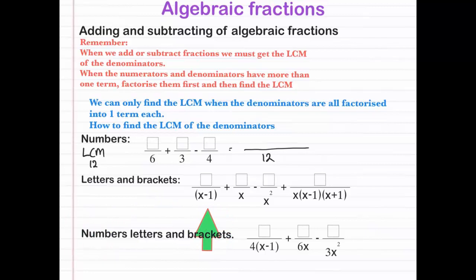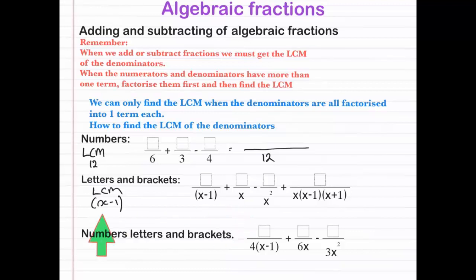So let me see. We're going to write down the lowest common multiple of these x's and brackets. We start with x minus 1, the first denominator. I already factorized everything for you, so you can see this is one term, one term, one term, and one term in the denominator. So I'm allowed to get the lowest common multiple. Now I start from left to right. I just include that bracket here, so it will be an x minus 1. There we go. Now I go to the next one.